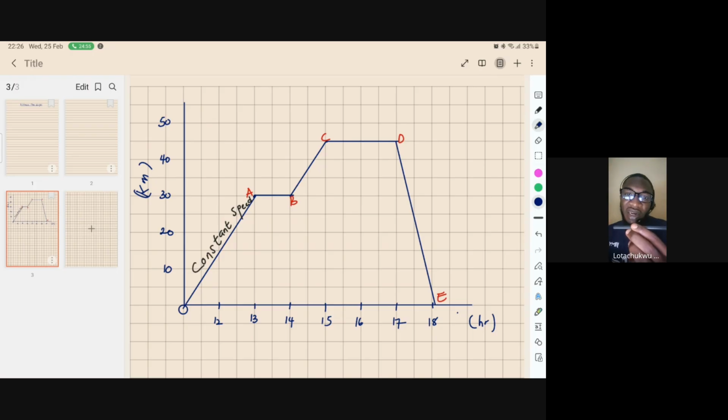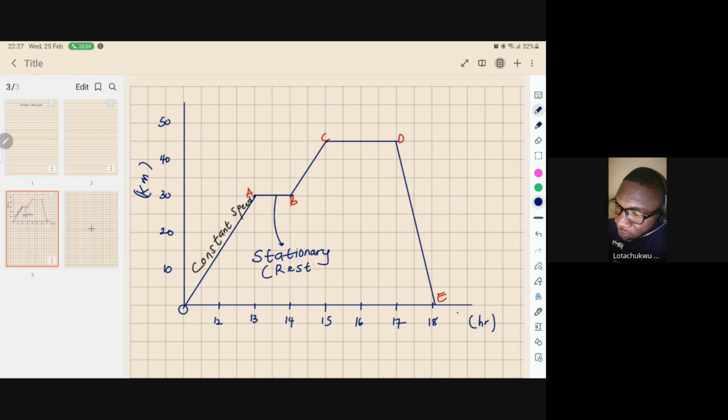Why is it that way? When I start finding the gradient, you can see that you cannot find the gradient of a line this way. For some of us that did physics very well, you understand that you cannot find the gradient of a horizontal line. So here you see that the object is stationary at this particular point. It means the object is stationary, in brackets, at rest.